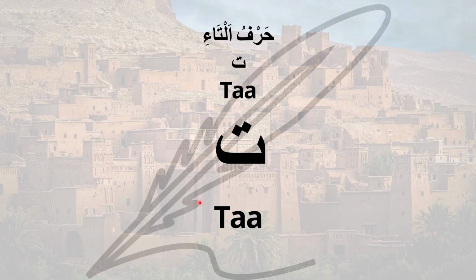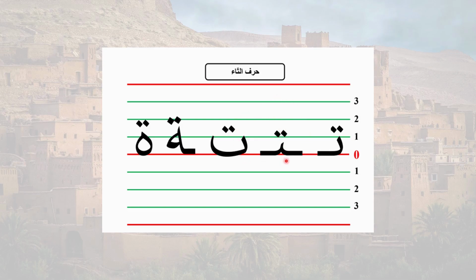So the first alphabet of today is حرف التاء, the letter T or the sound ta, ta. And of course we are going to practice writing the alphabet, the letter. So let's begin. Writing the letter depends on its position in the word.